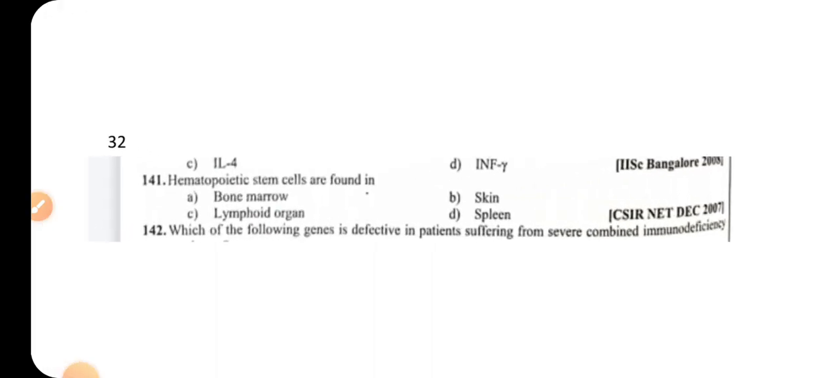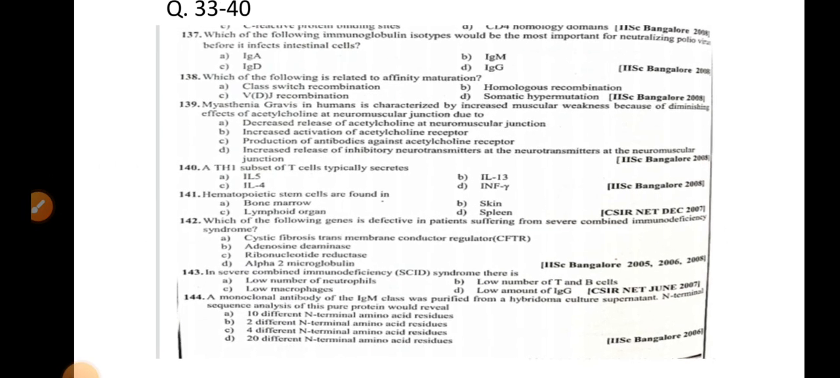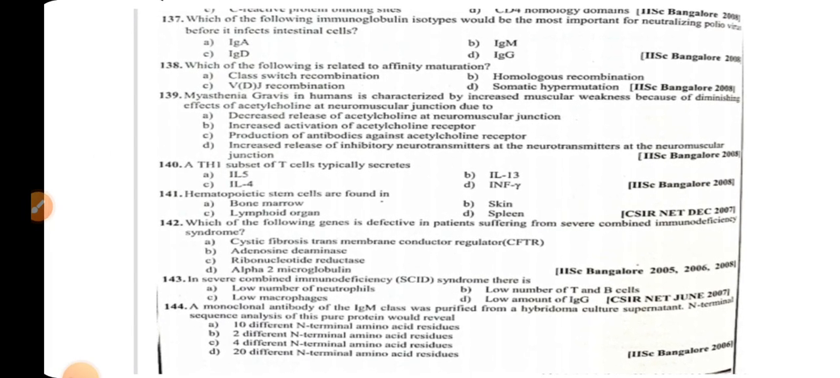31 question, a Th1 subset of T cell typically secretes IL-5, interleukin 13, IL-4 or IFN gamma. These are 30 till 31. 32 question is HSCs, hematopoietic stem cells, are found in bone marrow, skin, lymphoid organ or spleen. 33 to 40 you can read very well. I will zoom every question.